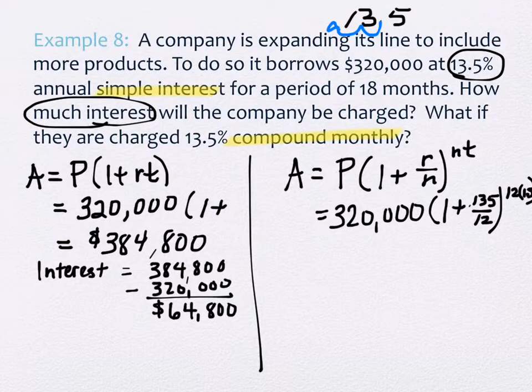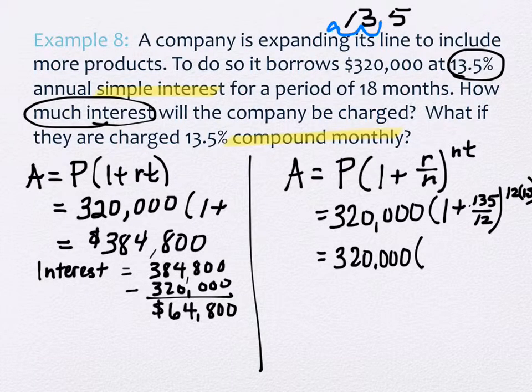Here's a cool thing. Take a look at that exponent. What happens when I multiply the 12 by the 1.5? I get the 18, right? That's not an accident. It's actually the 18 because it's the number of compoundings times the number of years. So this is the actual number of compoundings total. 18, because it's 18 months that it's going to compound for. So that always happens. So if we're taking a look at simplifying this, I have 320,000.